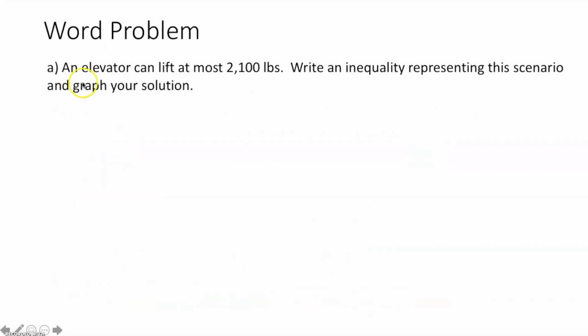Okay, our word problem says an elevator can lift at most 2,100 pounds. Write an inequality representing this scenario and graph the solution. So first, we have a word problem, so we need to define our variables. What is our variable here? Well, it says an elevator can lift at most 2,100 pounds. So let's just say W is the amount of weight the elevator can lift. You could have done L is the number of pounds the elevator can lift.